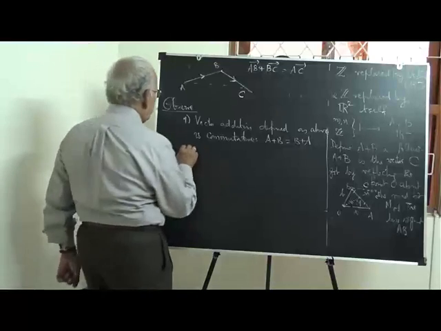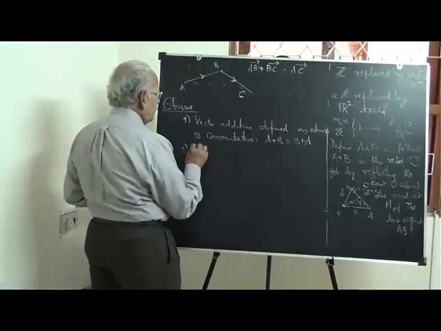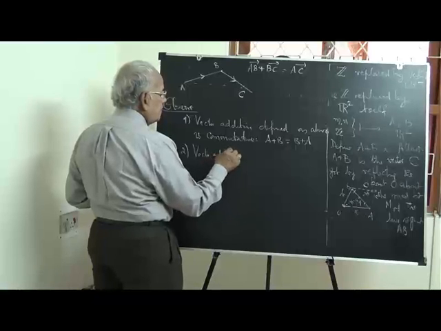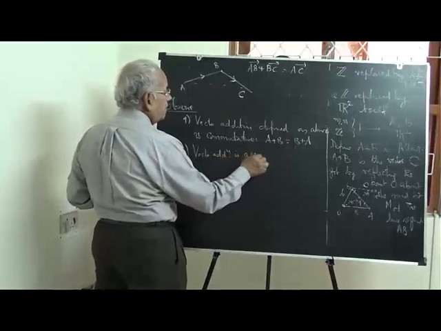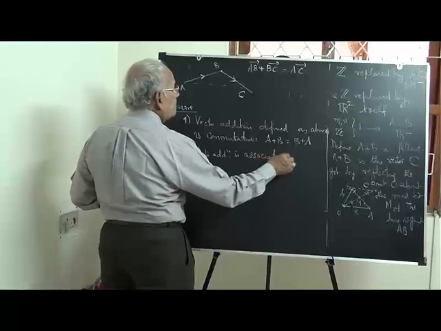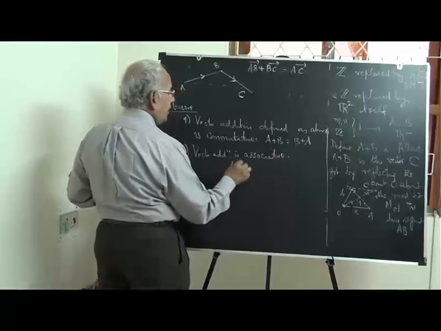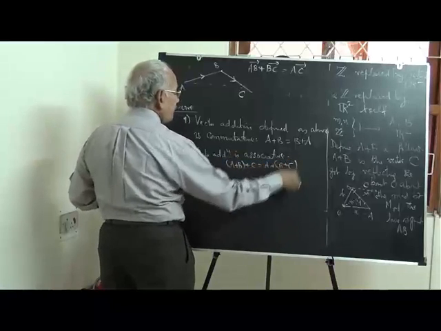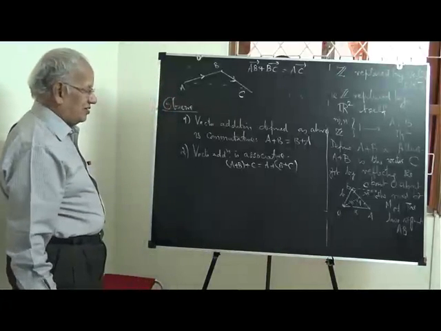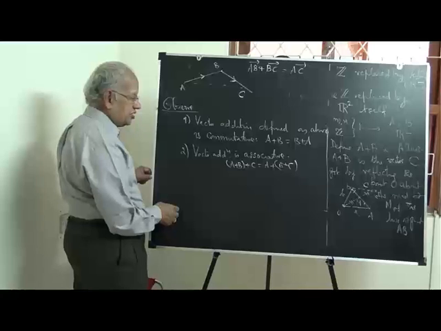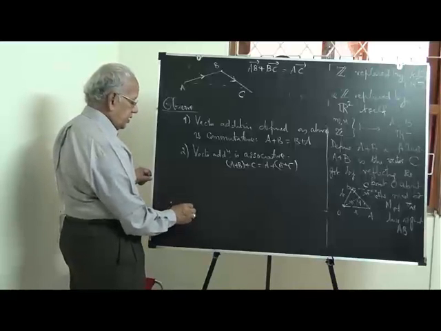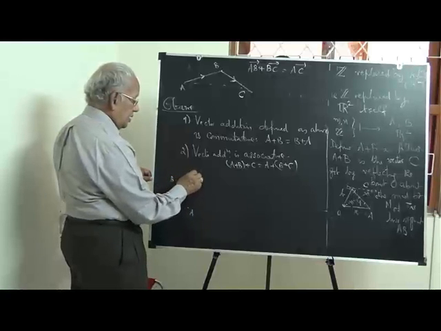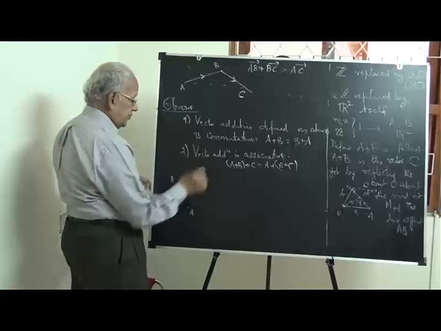And then two, vector addition is associative. What do we mean by that? A plus B plus C is the same as A plus B plus C, with a different grouping. Now, let's draw a simple diagram to check whether that's true. O, A, B, and then let me call this C.